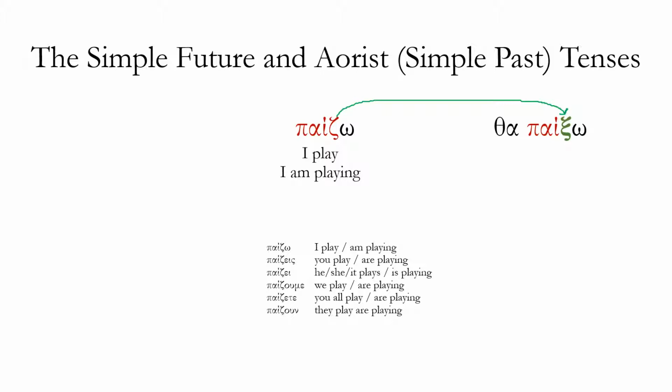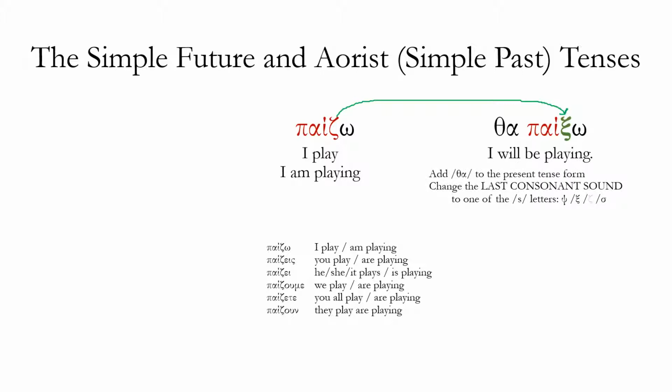The rest of the stem is still the same, the ending is still the same, and we still need tha. So that consonant sound, and you'll notice I'm not saying the last consonant, I'm saying the last consonant sound. You'll see why in a moment. Ta pexo, I will play. We're adding tha to the present tense form, and we're changing the last consonant sound to one of the S letters. Now let me explain this.